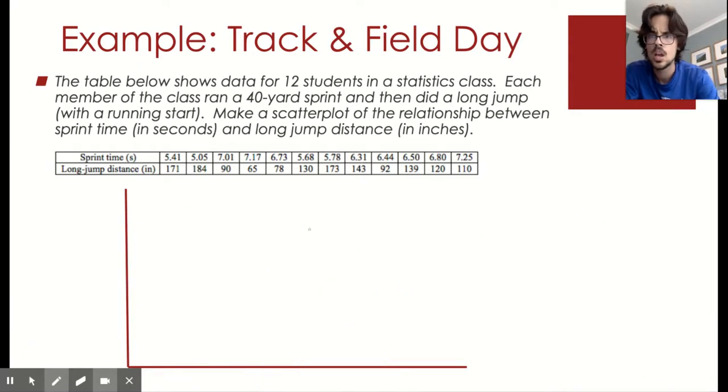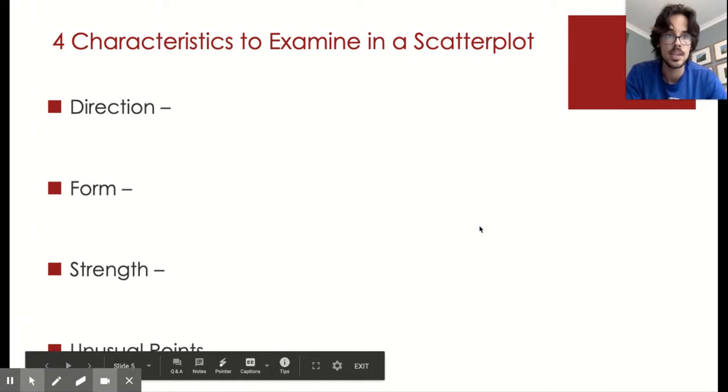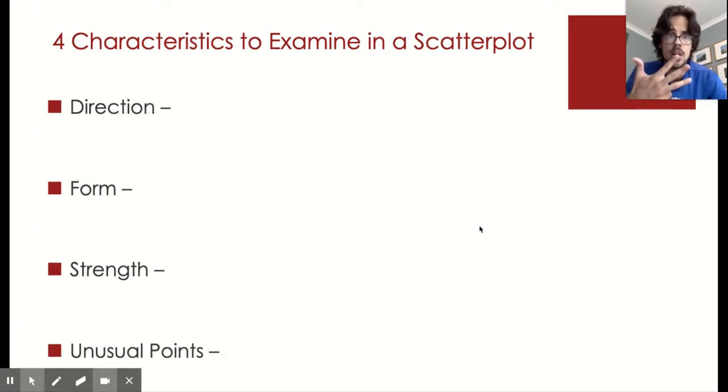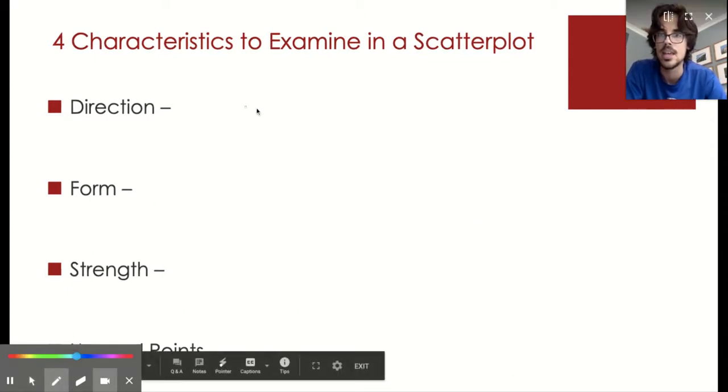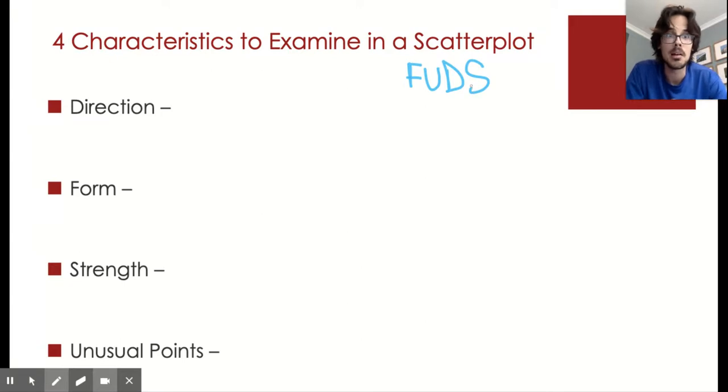So when I look at my next slide right here, for regular quantitative graphs like histograms we had SOCS: shape, outlier, center, spread. We have 4 characteristics you're expected to talk about with a scatter plot, and I don't have as great an acronym for that. My kids last year decided that they liked FUDS, F-U-D-S, to remember these. Duffs, whatever you want to call it, with those 4 letters right there. But these are the 4 things that you need to be able to do in a scatter plot problem.